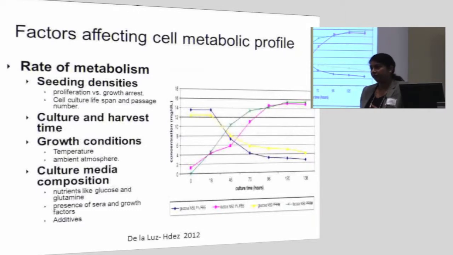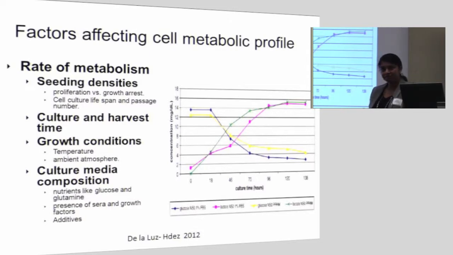Since you control everything, minor changes in your experimental condition make huge changes to the metabolic profile of cells. So the rate of metabolism is entirely under your control. The seeding densities of the cells that you start with matter because this leads cells to either go into proliferation or growth arrest, and that makes changes to your metabolic profile. The culture time, the passage number, the cell age, all that make a change.